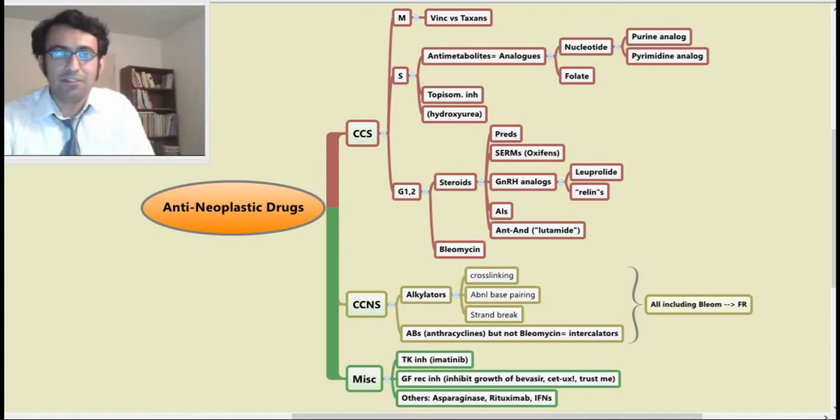Hi, this is my first attempt in making a quick review for boards. This is anti-cancer drugs, and I have tried to make the understanding of this pretty complicated subject a bit easier through a simplified categorization and a couple of points here and there. I hope it works. One more time, I want to mention that this is output-based learning.